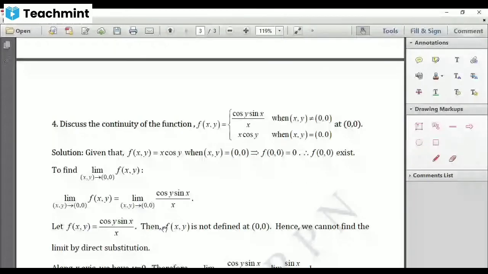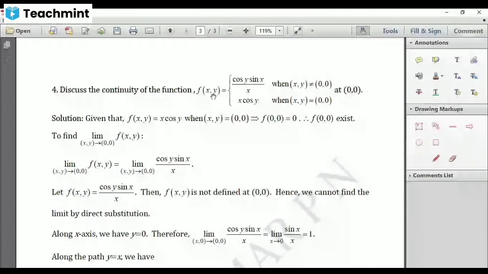Discuss the continuity of the function f(x,y) = cos y sin x / x when (x,y) is not equal to (0,0), and x cos y when (x,y) is equal to (0,0). You have to discuss the continuity at (0,0). As usual, we have to find the value of the function at (0,0). But when (x,y) is equal to (0,0), what is your f(x,y)? It is x cos y.